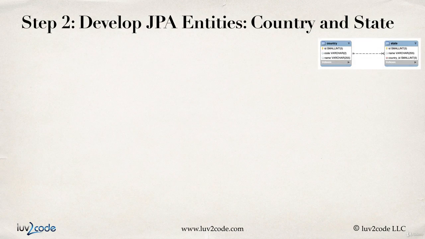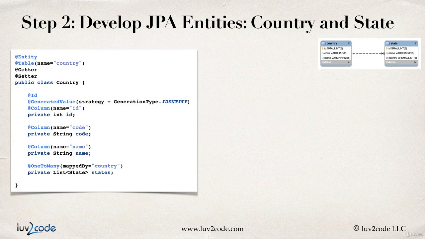Okay, now step 2 of developing the JPA entities for country and state. So we have our country entity. This is all fairly straightforward. You've seen this before. We define our fields here for ID, code, and name. We set up the mappings for the appropriate database columns.